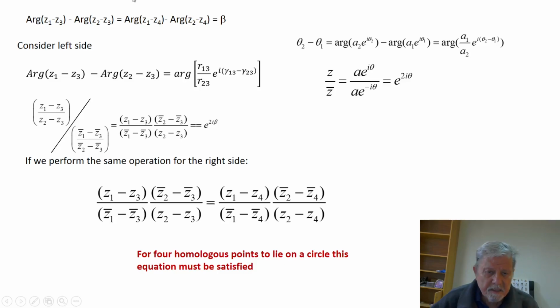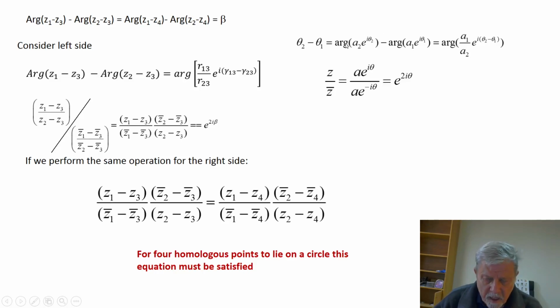Consider the left side, because they are similar, so I can consider the left side only. If I take theta 2 minus theta 1, two angles, argument of A2 e to the i theta 2, minus argument of A1 e to the i theta 1. These are two arguments of two vectors, complex numbers.